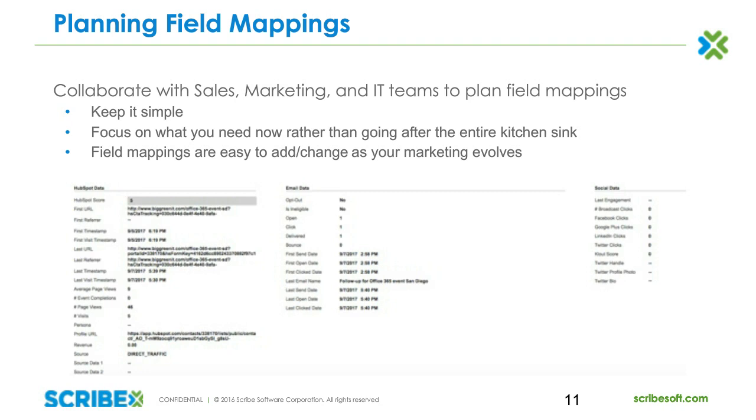So what we often suggest is to keep it simple initially. Really focus on what you need now rather than trying to tackle a ton of information initially. We say this because Scribe field mappings are very easy to add and change, and you can do so as your marketing evolves.